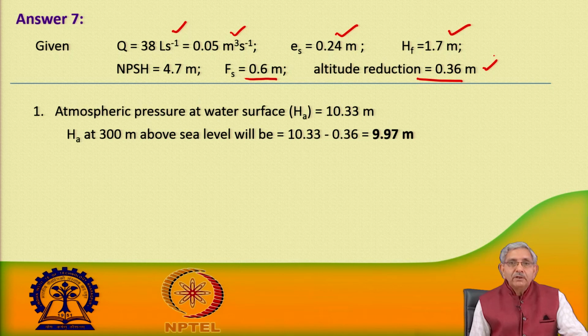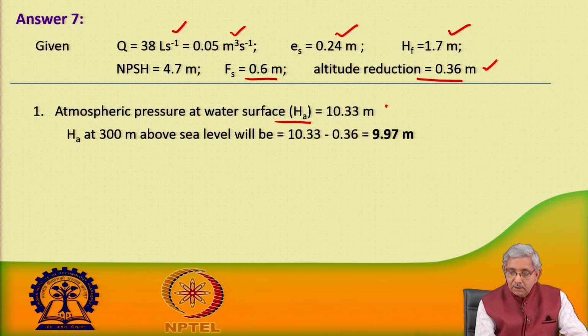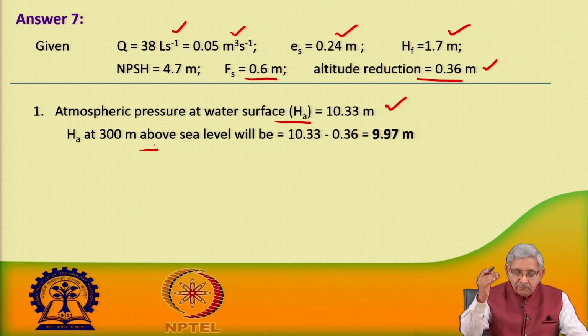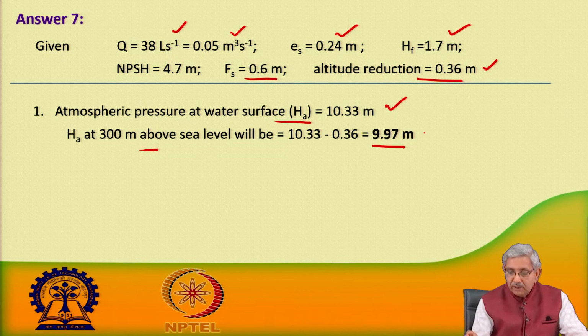Now, we will obtain the values. Here it is given that the atmospheric pressure at the water surface is 1 kg per square centimeter, which is equivalent to 10.33 meter. At 300 meter, since we are going above sea level, this is to be reduced by 0.36 meter. So, this value comes as 9.97 meter.